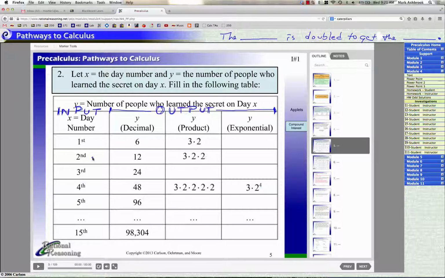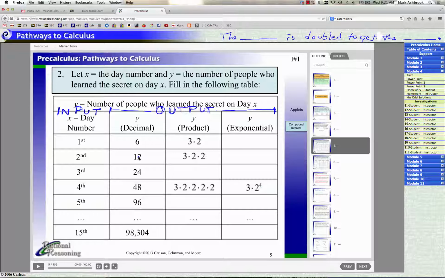Any other possibilities? Yeah? The input is doubled to get the output. Let's try that. Here's the input of 2, right? Now I'm going to double that. What do I get when I double that input, Matt? 4. Is that the output? You're telling me that you double the input and it gives you the output. Doesn't work, right? It doesn't work.